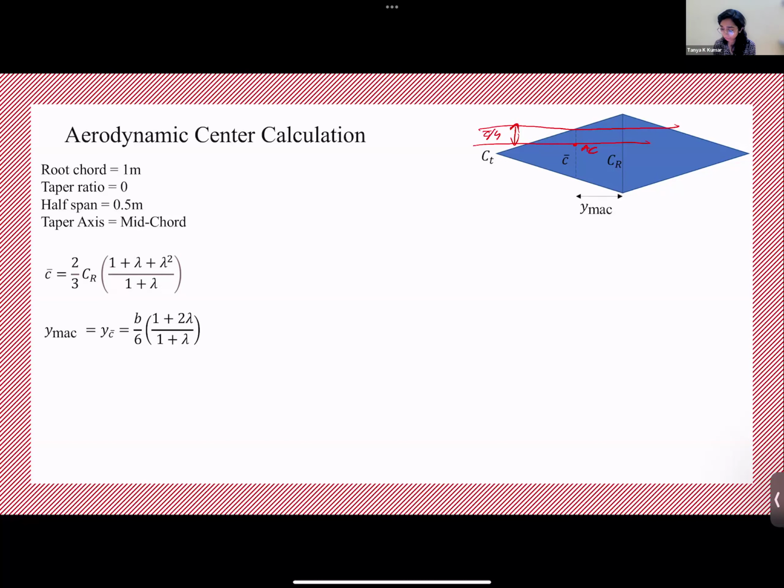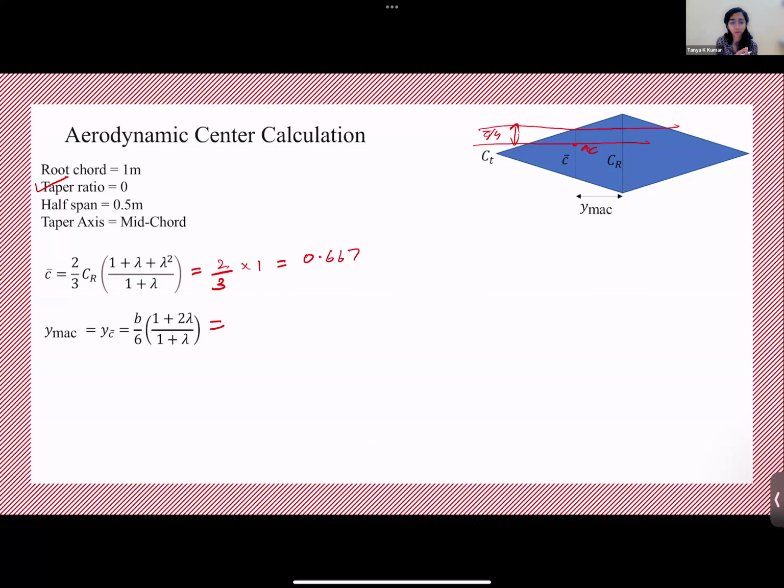So we need to find out YAC, XAC. Let's start with finding C bar. What will the value here be? 2 by 3, CR is 1 and taper ratio is 0. It's clear, right? Taper ratio is 0 because it's a triangular wing, it's given in the question. So this value is just 2 by 3 and CR is 1, so it is 0.667.